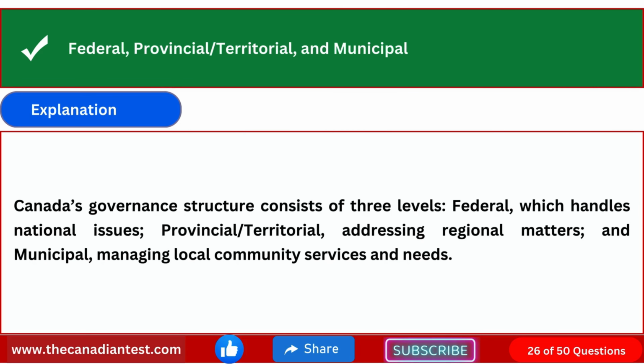The correct answer is federal, provincial or territorial, and municipal. Explanation: Canada's governance structure consists of three levels: federal, which handles national issues; provincial or territorial, addressing regional matters; and municipal, managing local community services and needs.